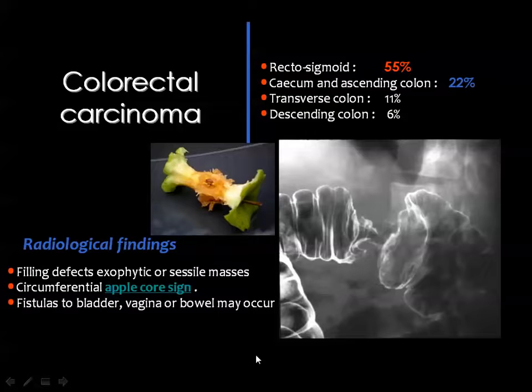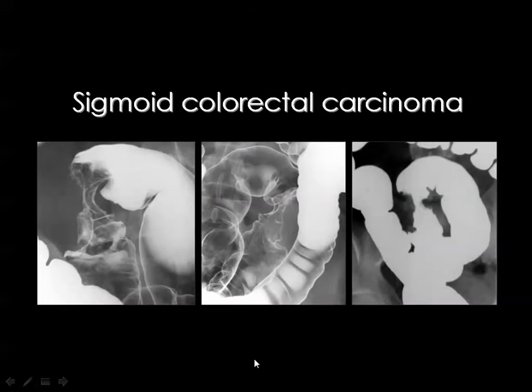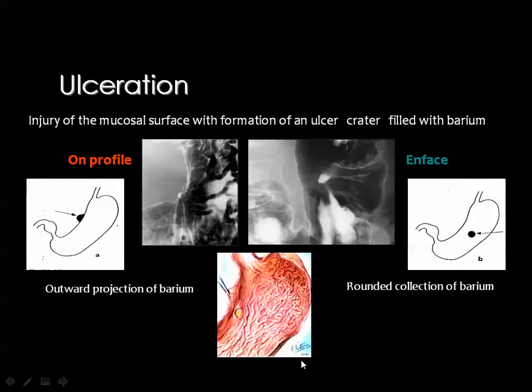Apple core stricture is very diagnostic and pathognomonic for carcinoma in the colon, and this is nicely delineated in this part of the colon. And you can see the destruction of the mucosa and the proximal and distal shoulder. Also, this is another example of sigmoid carcinoma showing the classic apple core configuration with what is known as proximal and distal shouldering and destruction of the mucosa.